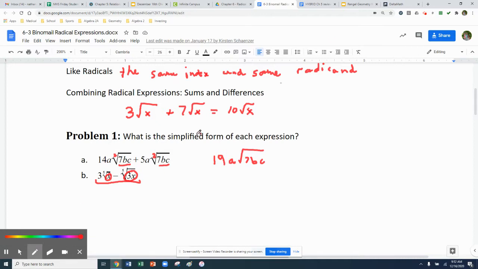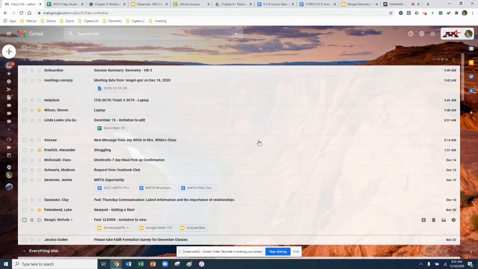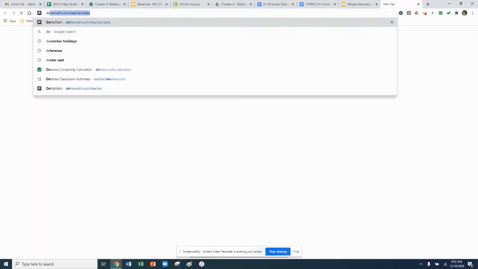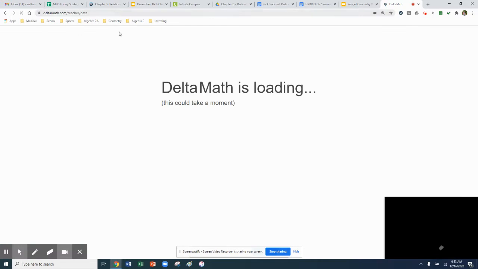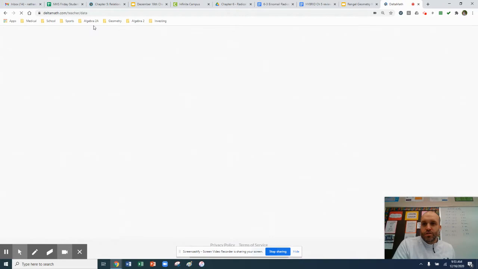All right, so heading into Delta Math, let's go here. Going to head into Delta Math. We'll take a look at the problems that we're supposed to have. And for some reason, I don't know why it's going to this. And it's not going to work for me, is it?